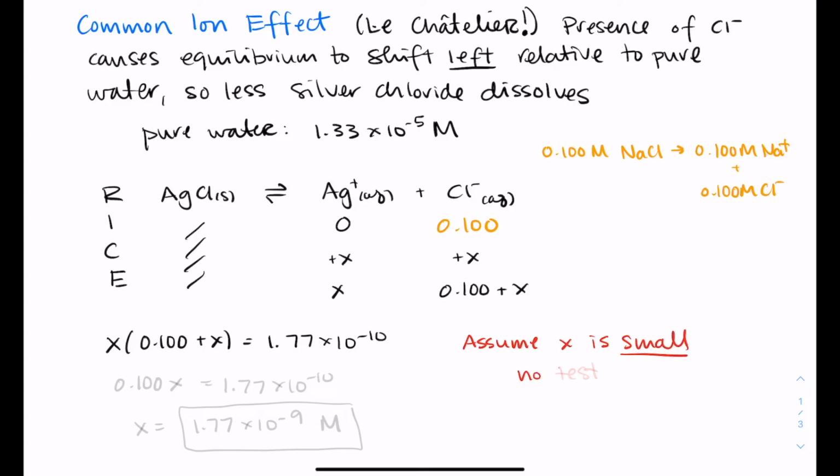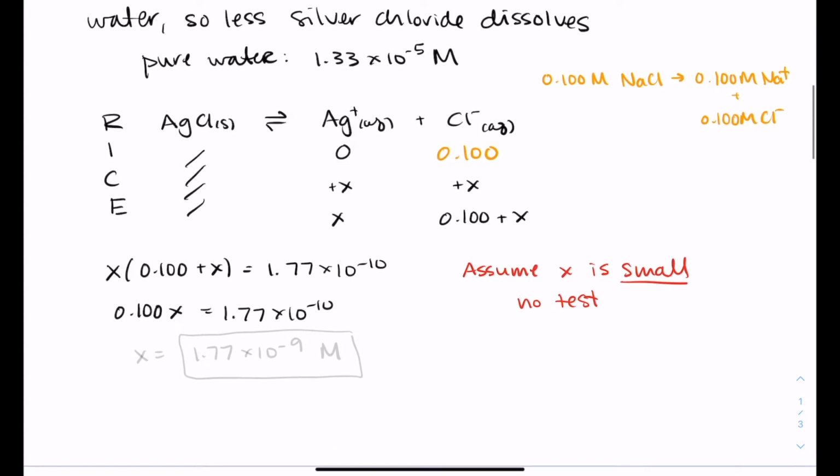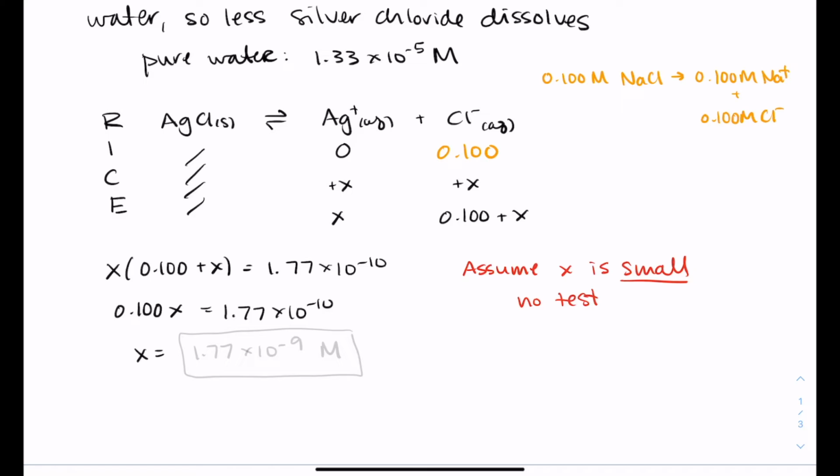Assume that X is small. And for solubility problems, you don't need to test the result. These equilibrium constants are tiny. You can always assume that X is small and that using X is small will work. You don't need to test it to show.